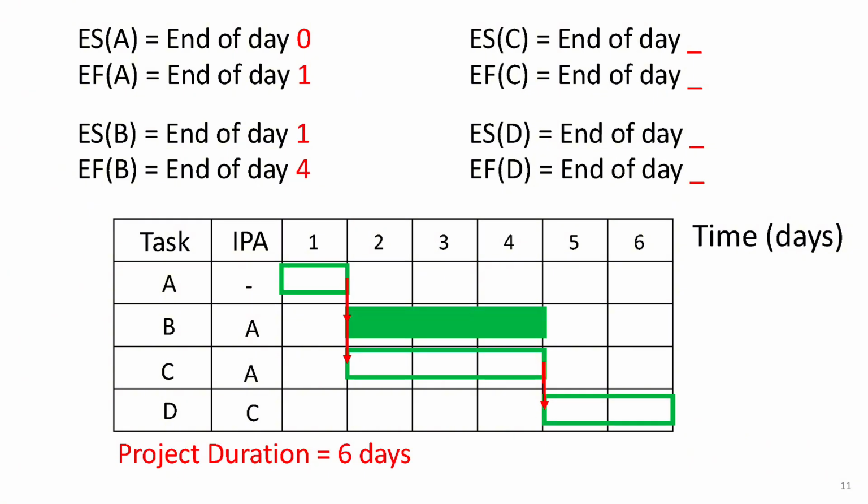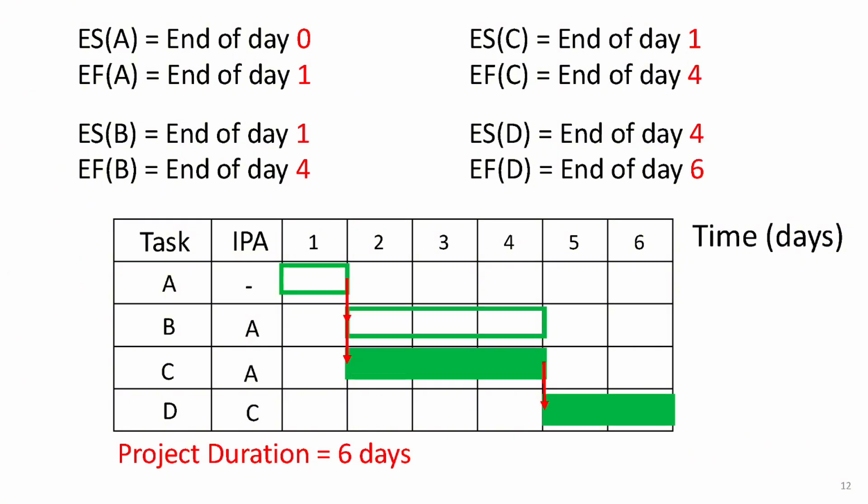Moving on to activity B, its earliest start is at the start of day 2, which corresponds to the end of day 1. So its ES is 1, and it finishes by the end of day 4, meaning its EF is 4. Following the same process, we determine the early times for activities C and D, as shown here. Looking at the final result, we can see that the early finish of the last activity, D, is 6, which matches the total project duration.